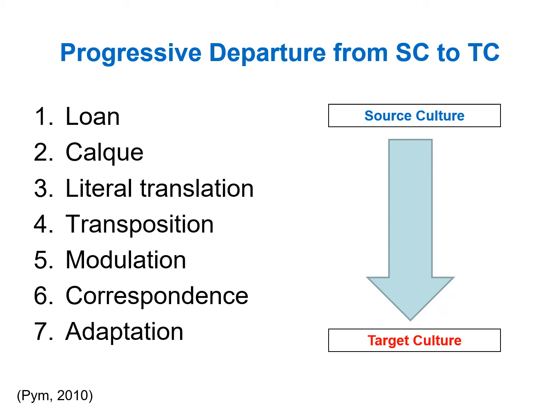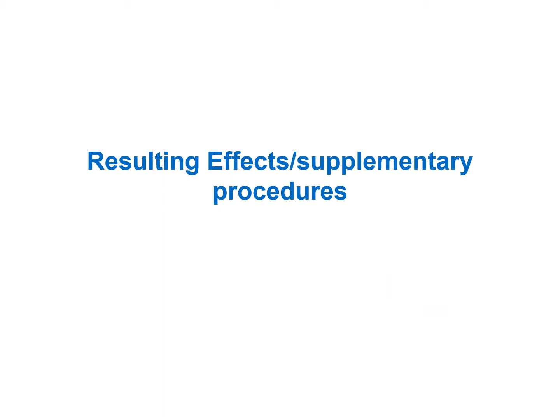As Pym identifies in this case, we see a shift as we depart from number one, the top of the list, towards the bottom of the list, from loan towards adaptation. We are moving away from the source culture and into the target culture as we translate in familiar terms for the readers. So there's a progressive departure in terms of cultural boundaries as we implement one procedure and then the next and then the next in the two translation strategies.